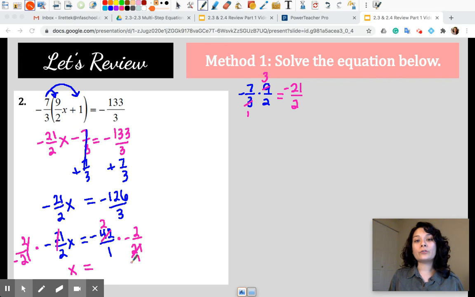Now that I've cross-reduced everything, I can multiply and my final answer should already be reduced. The two negatives will cancel, leaving me with a positive, and then 2 times 2 gives me 4 up top. Denominator is 1. You can leave it as 4 over 1, or you can simply write it as 4. So that's one way that you can do equations with fractions.